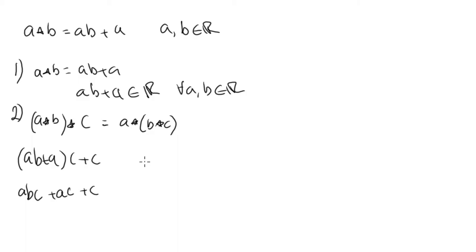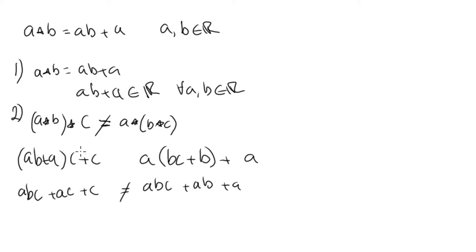Let's check now. Let's combine B and C first. When we combine B and C, we get BC plus B. And now when we combine that with A, we get A times that plus A. Expanding the brackets, I get ABC plus AB plus A. These two things clearly do not equal each other, so associativity does not hold.